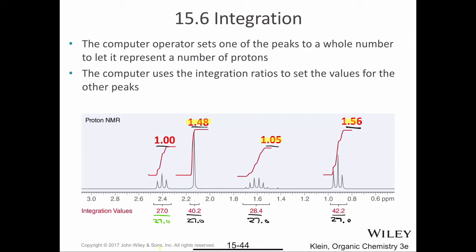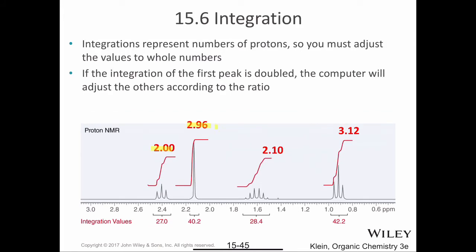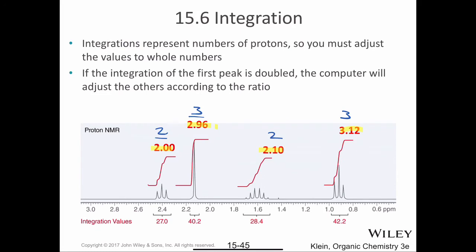But what would happen if I was to multiply all of these by 2? Now I end up with integration values which are all much closer to whole numbers. So this kind of looks like 2 and 3 and 2 and 3 to me. So it's important that you understand that when you're calculating your relative numbers of protons, you try to get to the nearest whole number. You're never going to get 2.00, 3.00, 2.00, and 3.00, but you can see that these values are very close to 2 and 3 and 2 and 3. The conclusion that we can make from this is that the relative numbers of protons represented by these four signals are 2 to 3 to 2 to 3.